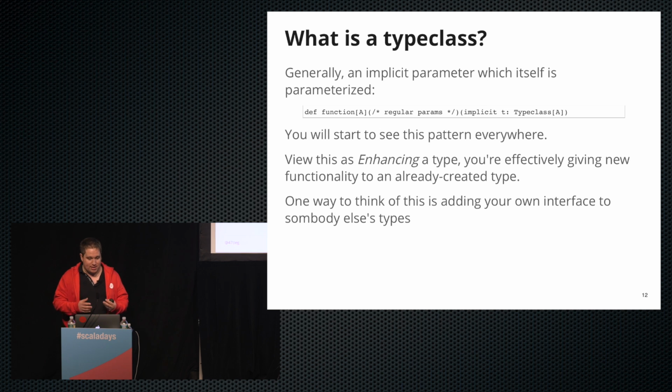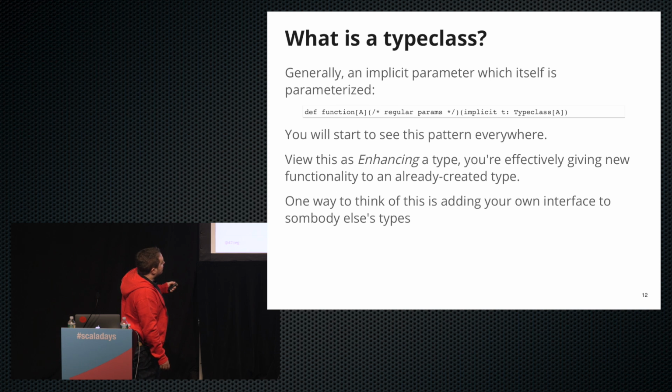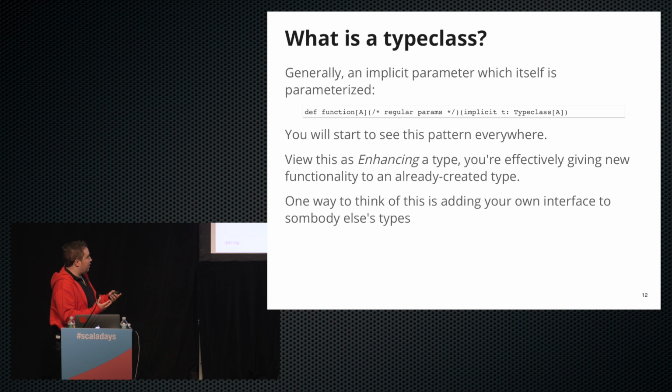So if we try and make this a little bit more general, it's an implicit parameter that itself is parameterized. And this is the kind of pattern you often see. You have a function which takes a type parameter, it's going to take some parameters, and then it's going to have some implicit parameter on the list as well. And that's our type class. And then we know that as long as we have an implicit of this type for this type in scope, then this will work. And once you notice this, you start to see this pattern everywhere.